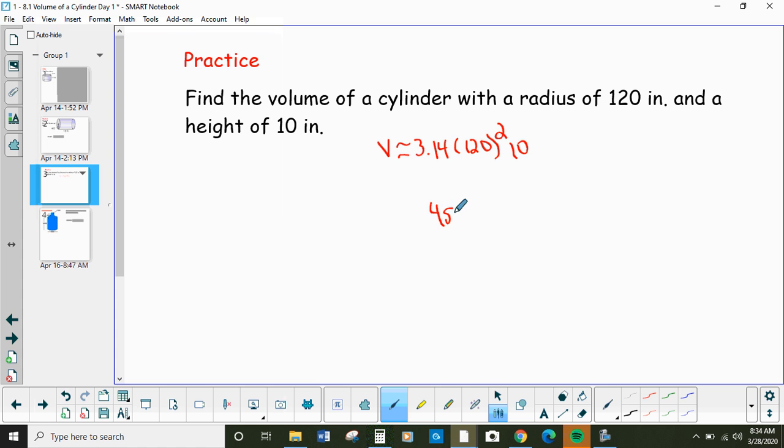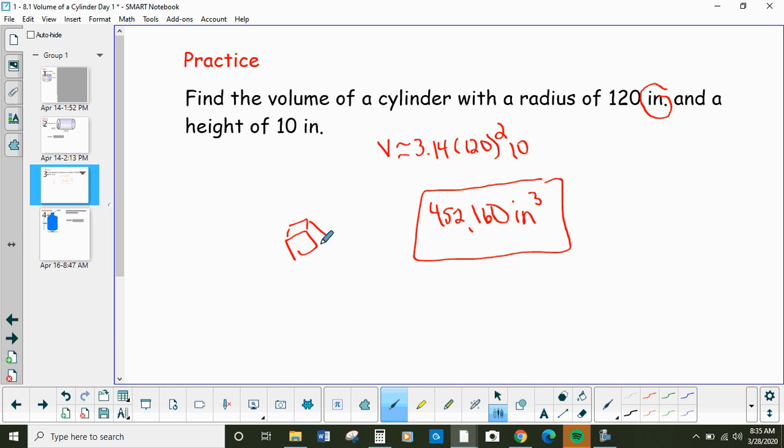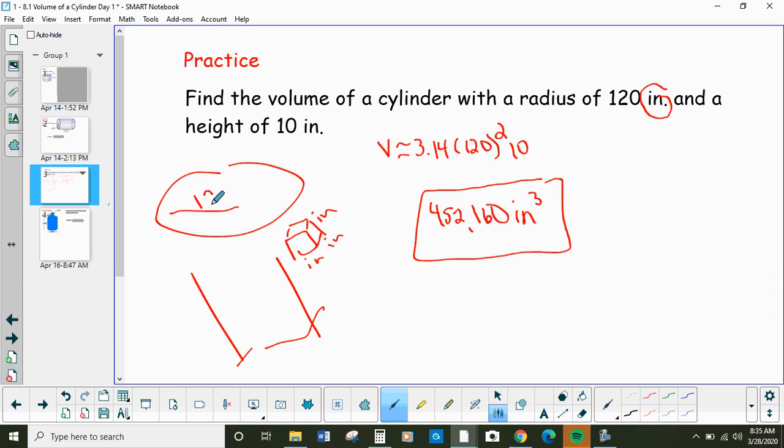452,160 what? Well, if it's inches linear, the volume, that formula we use would give me inches cubed. So, right, it means a cube that is 1 inch by 1 inch by 1 inch. You need 452,000 of those to fill in a cylinder, right? That's 120 across and 10 high. It's incredible, right? How big it gets. Well, that's how exponents work. Exponential growth is really big, really fast.